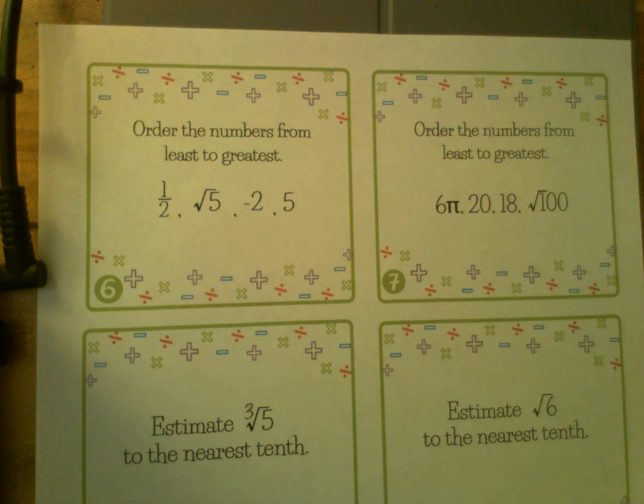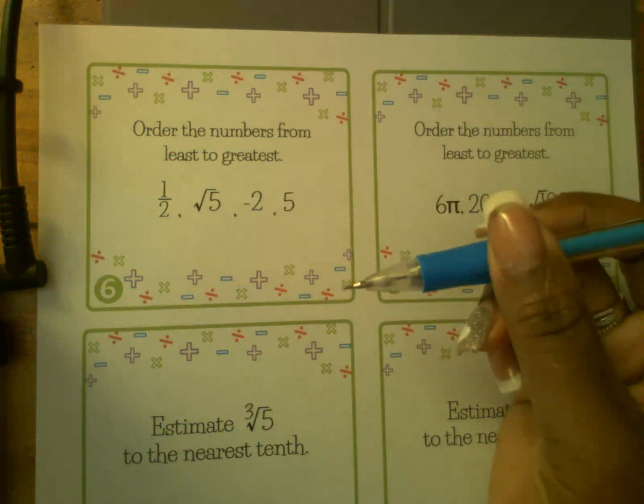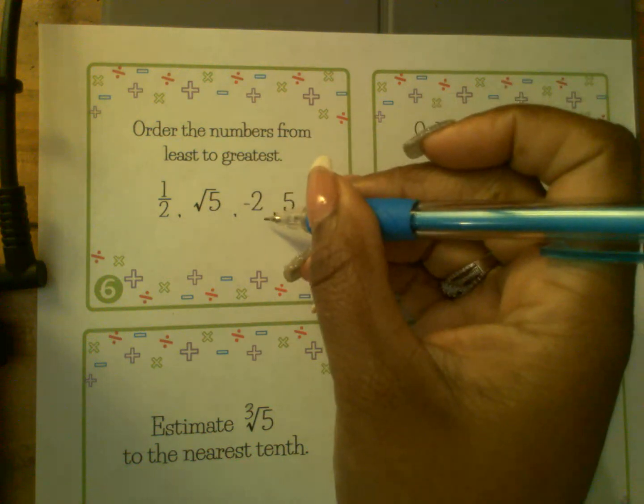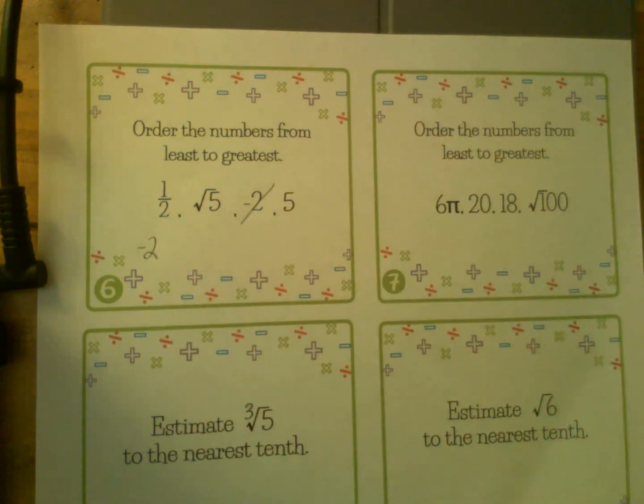Okay, we left off with problem number 6. Problem number 6 says order the numbers from least to greatest, so the smallest to the largest. So we're going to write each of these numbers in decimal form. And of course, the smallest number is going to be a negative number because remember, negative numbers are smaller than 0. So this is going to be the number that we're going to put first. So -2 goes first, okay?